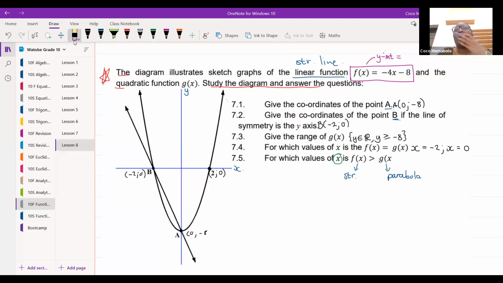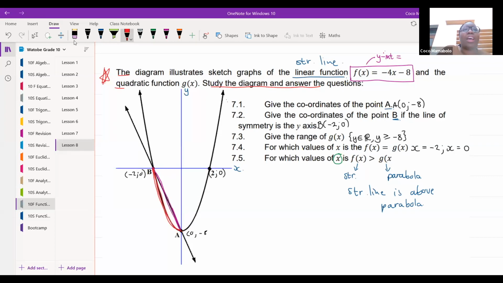Right. So now they're telling me to just go look for the part in my graph where my straight line sits above. My straight line is above the parabola. Now, here is my straight line. My straight line is over there, and at that point there, it's sitting above my parabola.